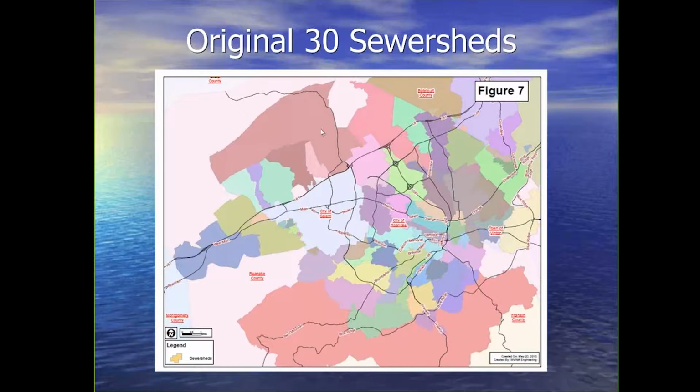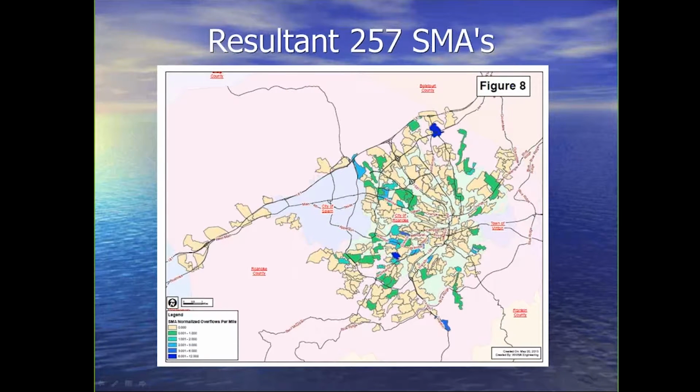So this is showing our original 30 sewer sheds. In fact, there's the Peters Creek ones I showed you earlier. And this is what it looks like now with our resultant 257 SMAs. Much, much smaller definition on these.